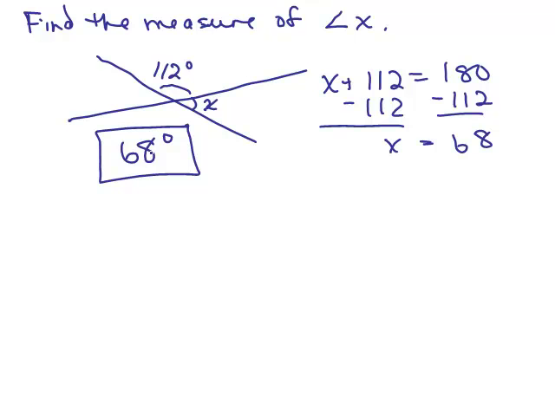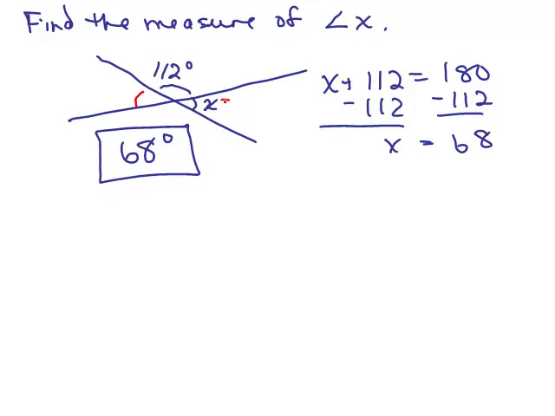Now, this is an interesting problem to look at. What would this angle over here be? Okay, this one right here. Well, this forms a straight line too, right? If you look at these 2 angles together. So we have x plus 112 is 180, and we have this other thing over here plus 112 equals 180 as well. So that means this is also 68 degrees.